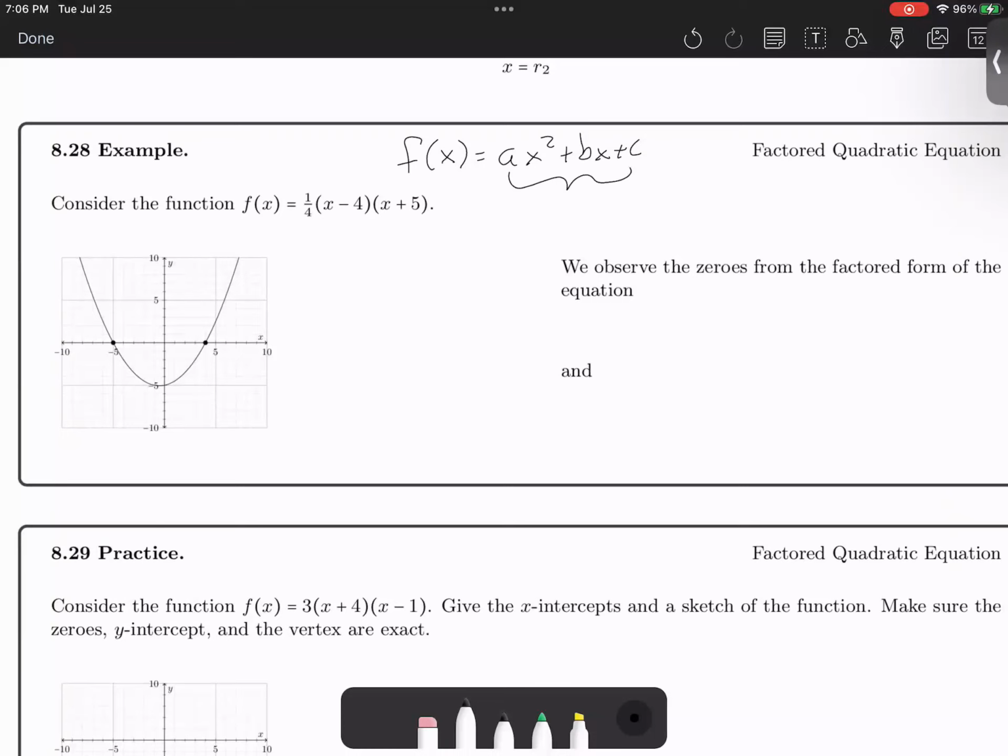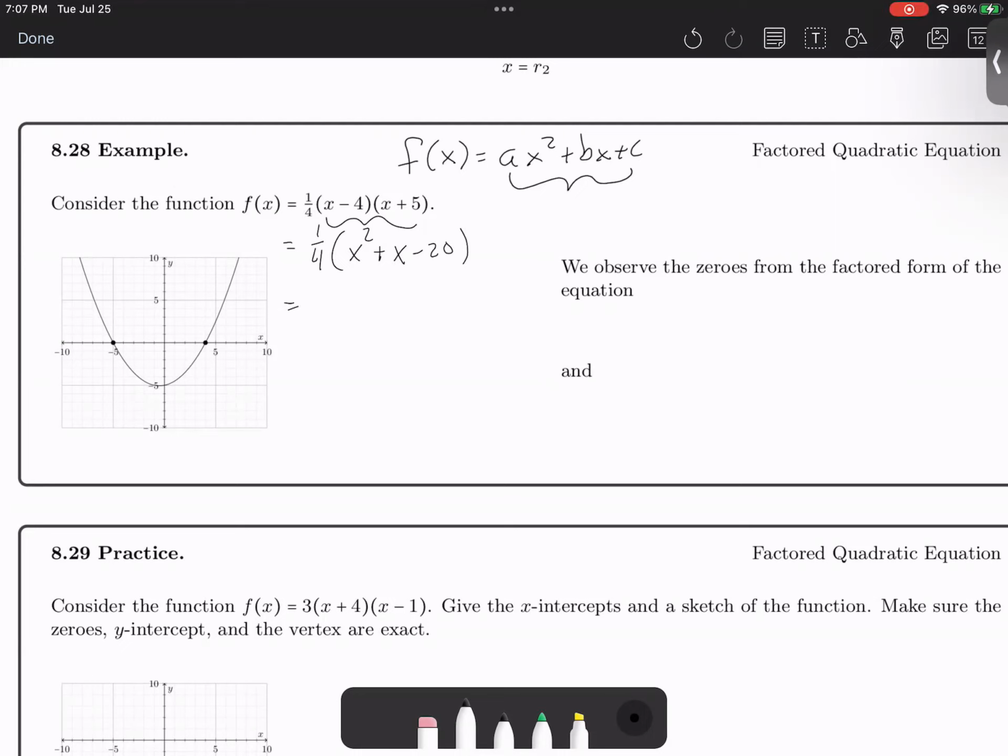For instance, let's look at this function here. It definitely doesn't look like ax squared plus bx plus c, but with a little bit of algebra, we can turn it into that standard form of the quadratic. Let's keep that 1/4 out there, and let's distribute the x minus 4 and the x plus 5. So we end up with an x squared plus an x, right? Because you have minus 4x, but then plus 5x. And then the minus 4 hits the 5, you end up with a minus 20.